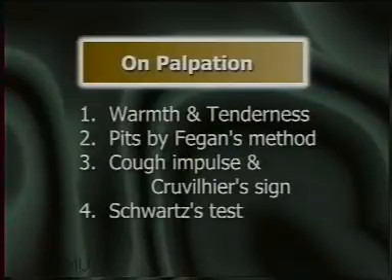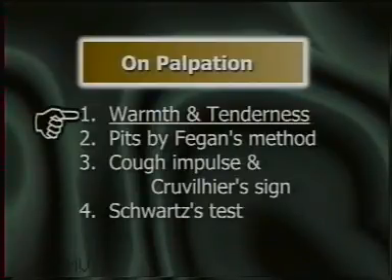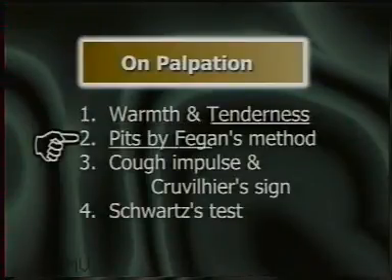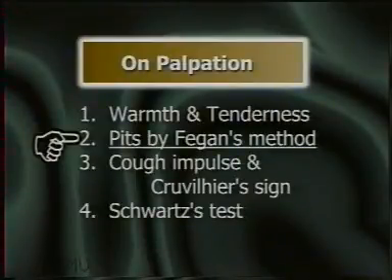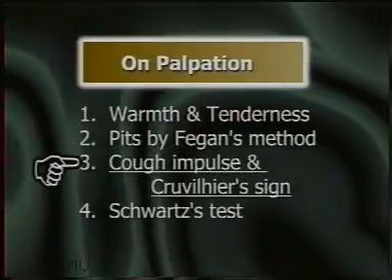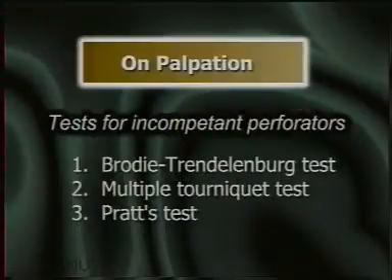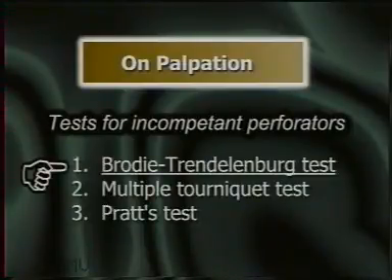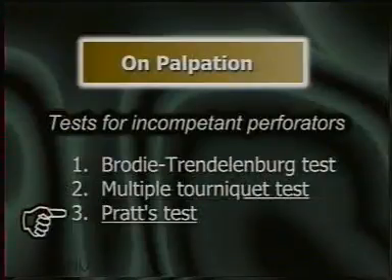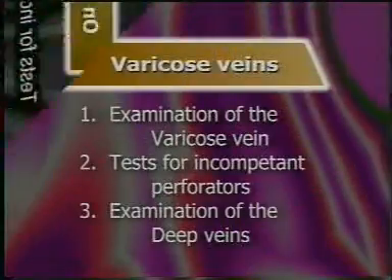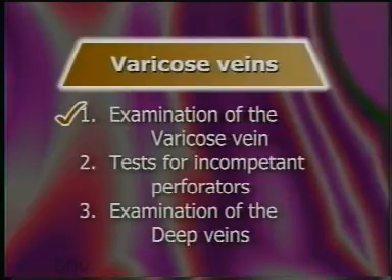So to revise, on palpation, we first palpated the length of the vein for warmth and tenderness. Then we emptied the vein and palpated the deep fascia under it by Fegan's method for palpable pits. Then we tested for cough impulse and Cruveilhier's sign at the saphenous opening and performed the tap test or Schwartz test. Then we performed the special tests for incompetent perforators, that is Brodie-Trendelenburg test, multiple tourniquet test and the Pratt's test. Thus, we have completed the examination of the varicose veins and the tests for incompetent perforators.